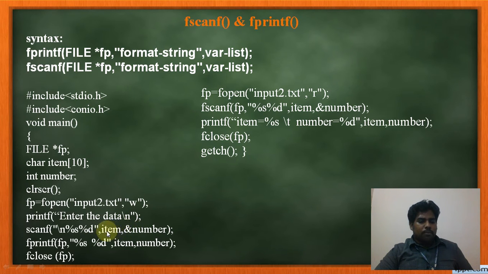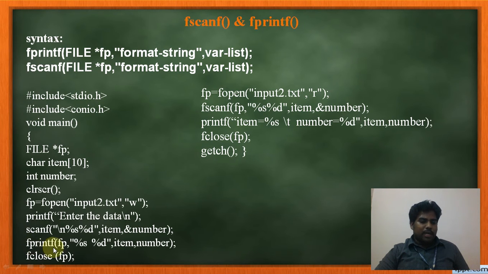Now, for example, the item name is pencil. The number is 5. Okay. So item name is pencil and number is 5. These two inputs I have given. Both the inputs I want to write inside the file. How do you write inside the file? Is any function there to write inside the file? Yes. fprintf, that is file printf. If you want to write anything inside the file, then you can use file printf.